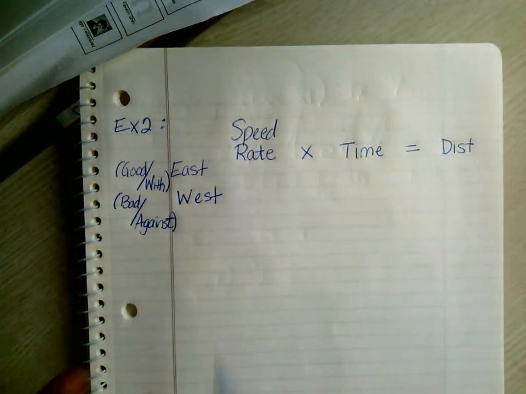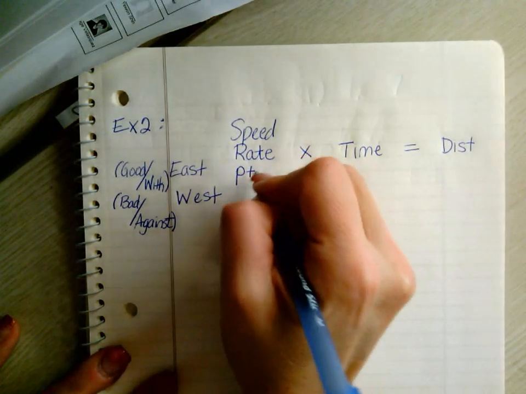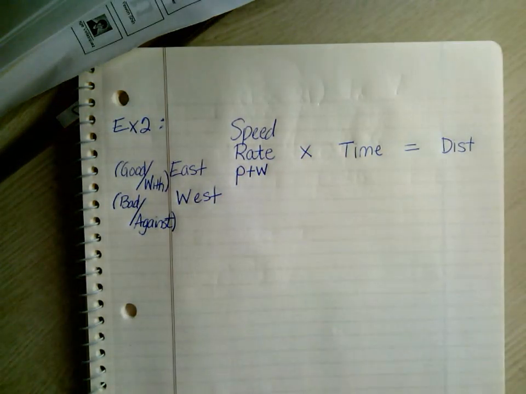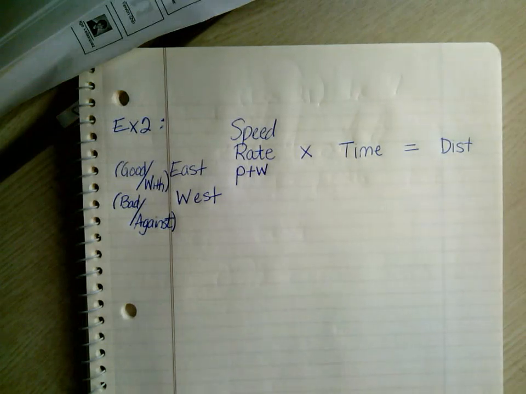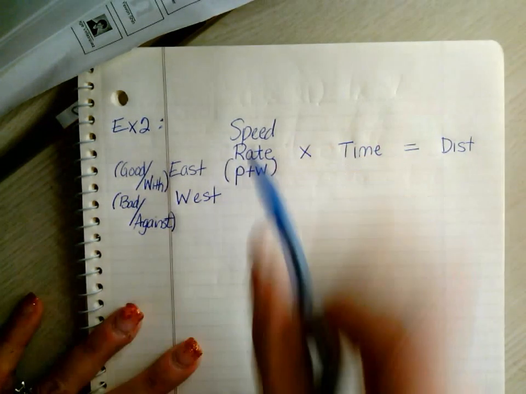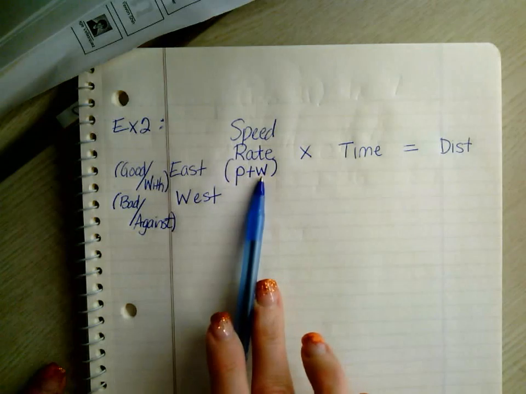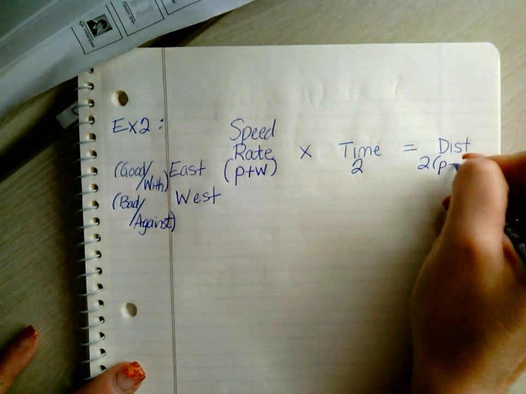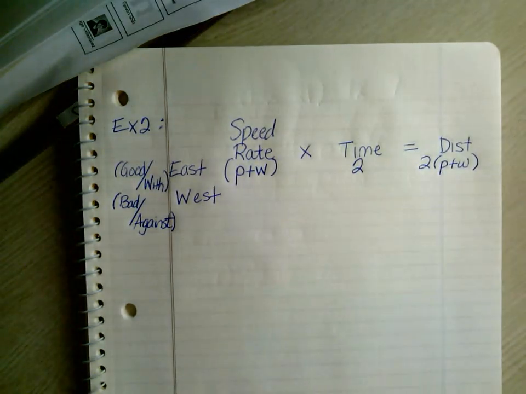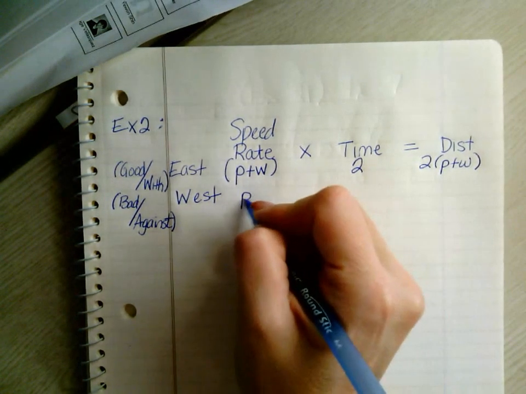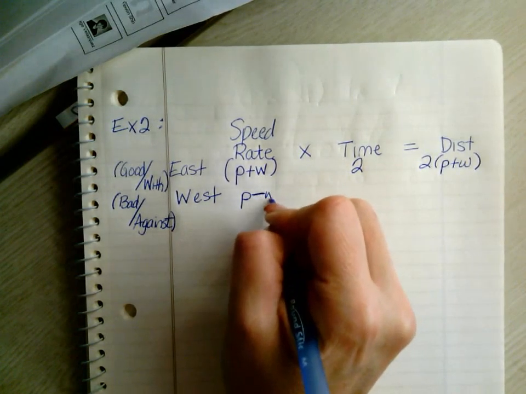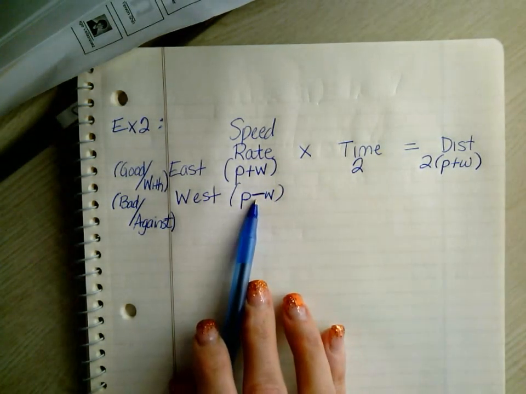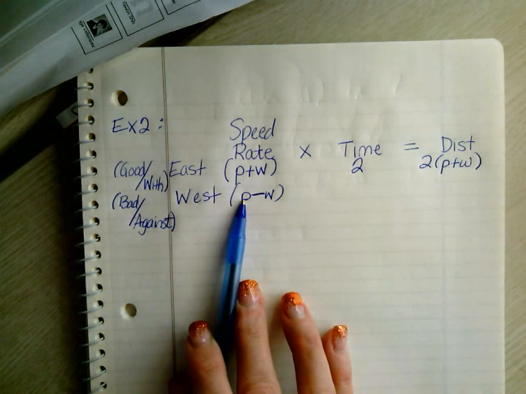When the plane is going eastbound, it's together. They're working together, right? The jet is firing, the wind is pushing, and the plane is doing really, really well. That particular combination is a positive combination. Multiply that by the 2 hours, and you get 2 times p plus w. In contrast, a plane producing the same amount of speed is going to be slowed down by the wind. The wind will have a negative impact on the plane.